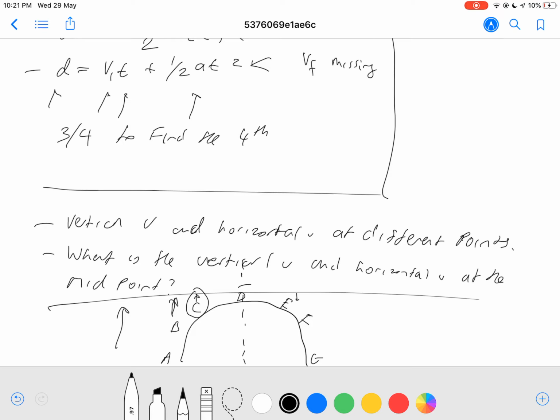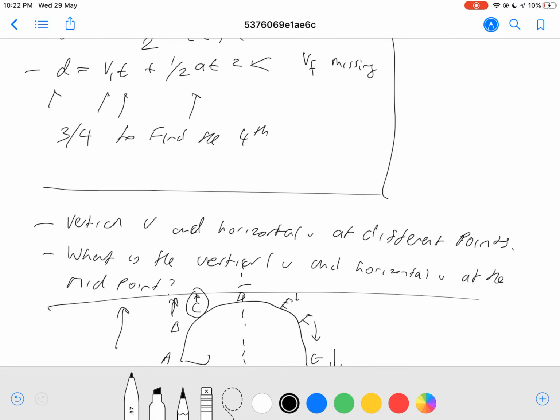Therefore, E is going to be going down the same amount that C was going up, and F will be going down the same amount as B going up. So at B the vertical velocity is acting up, and F is going down at the same amount that B is going up. And at G, the vertical velocity should be the same amount as it was initially, but acting downwards.